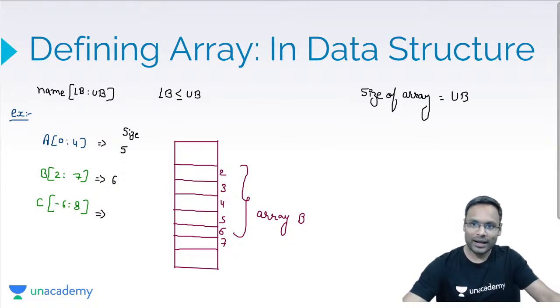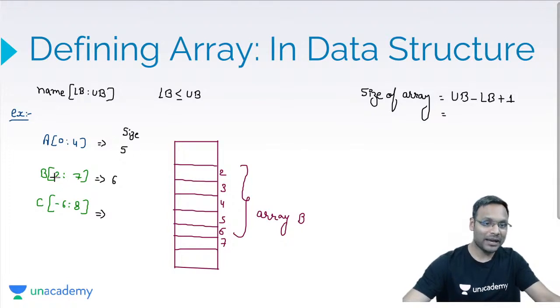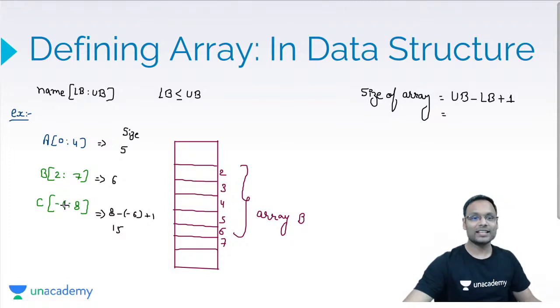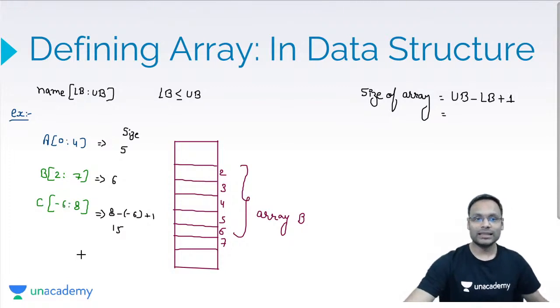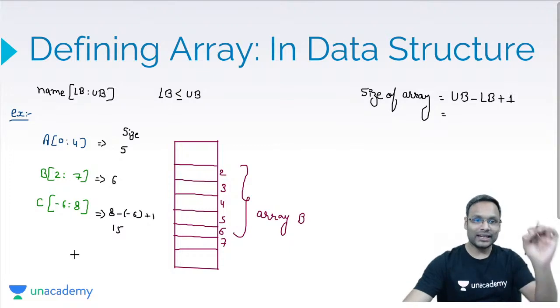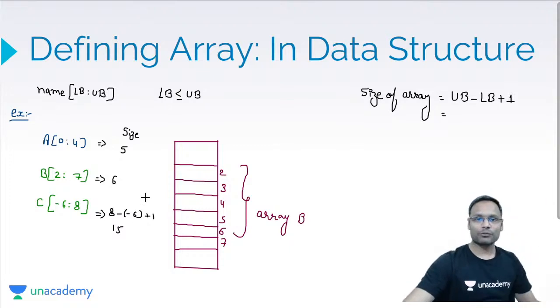Upper bound minus lower bound plus 1. First one, 4 minus 0, 4 plus 1, 5. 7 minus 2, 5 plus 1, 6. 8 minus -6 plus 1. How much it is? Can you tell me? 15. So the number of elements in the array C should be 15. That's how you can get the size of each and every array.